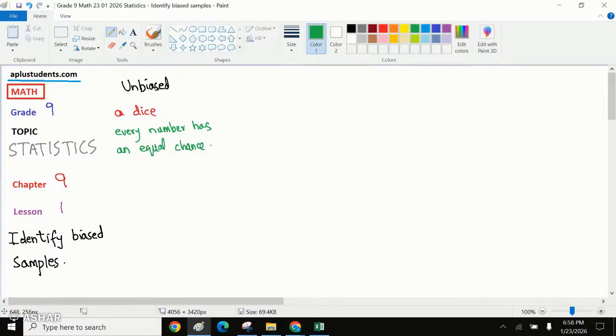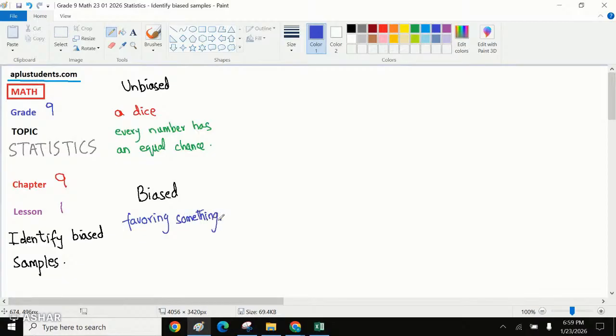That means if you roll a dice or flip a coin, any number can come out as the outcome, so that would be unbiased. Biased would mean when we favor someone. Biased means favoring something or someone.